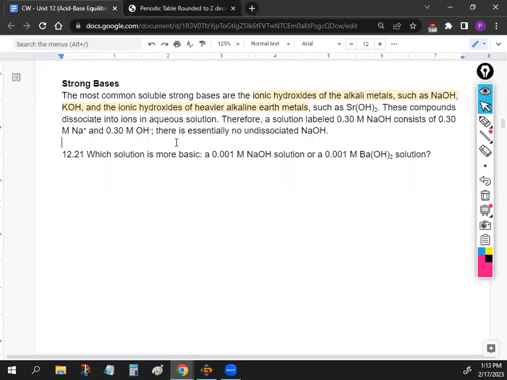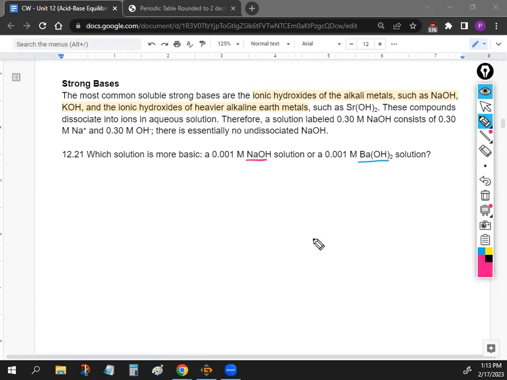All right. Anyway, strong bases are very simple. It's basically the same thing as strong acids. They completely dissociate inside of solution. Let's do 12.21 together, and then we'll move on. This question is asking us which one is more basic. You've got two bases that have the same concentration, NaOH and barium hydroxide.